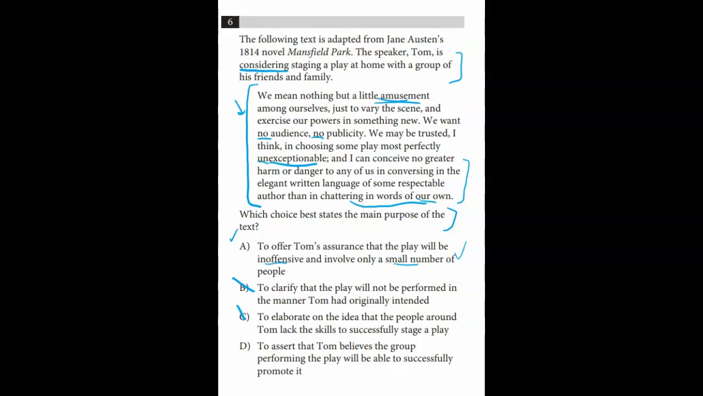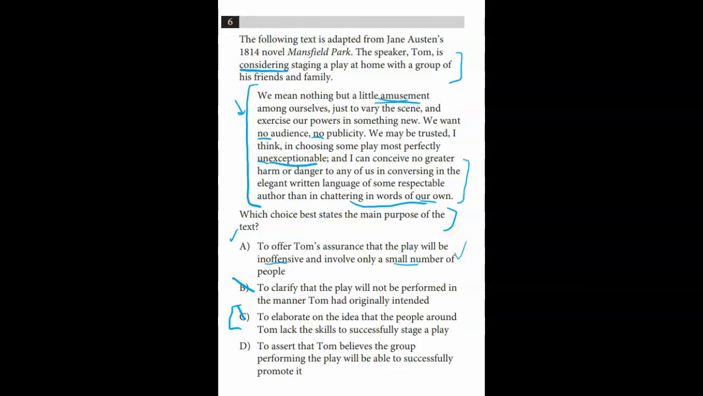I don't think he's making a comment on other people's skills. He's more just putting the low expectations that this is just going to be a fun play. We don't have to try too hard. It's just going to be something between us as friends and family. So, no, I don't think that's the purpose. He does mention it, so I can see why that's a trick question, but that's definitely not the purpose, is to tell them they all suck and can't make a play.